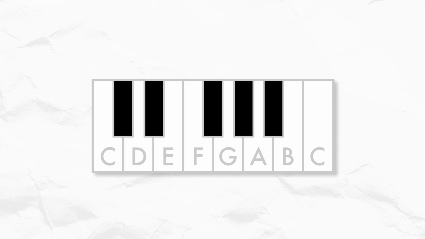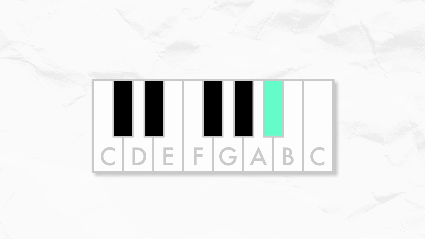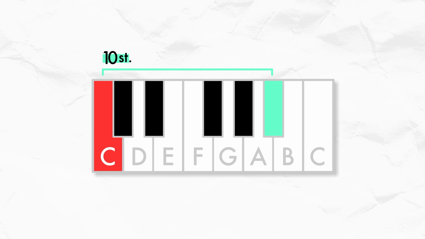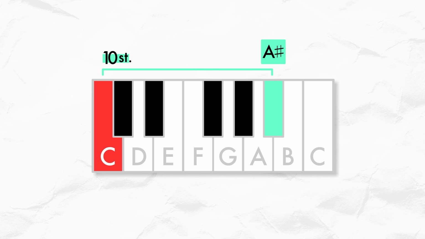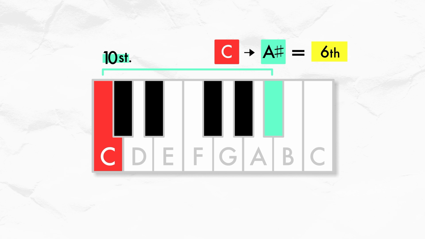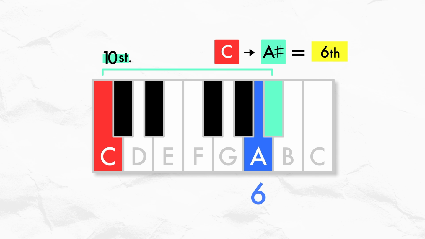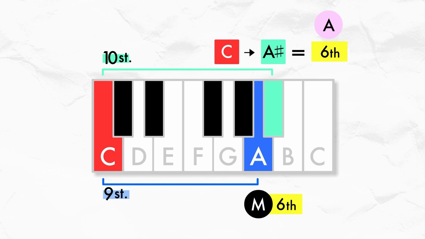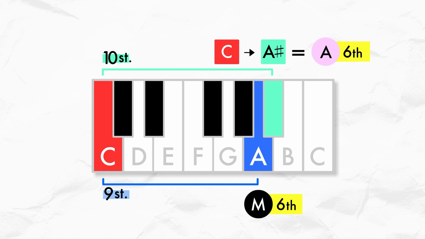So just to drive it home, let's apply the same logic to this note. The distance between C and this note is 10 semitones. If we call this note an A sharp, then the interval between C and A sharp is a sixth in terms of value, since the position of A relative to C is 6, and it's augmented in terms of quality, since the distance is 1 semitone larger than a major sixth. So we can call C to A sharp an augmented sixth.